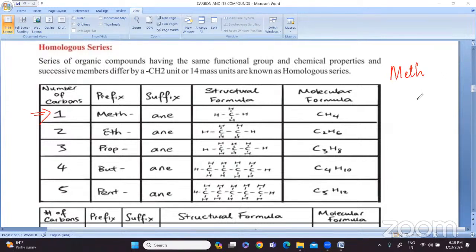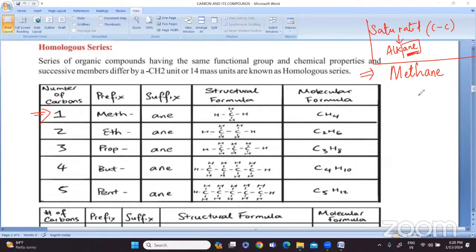What is the suffix? When you have a saturated compound, as I have discussed, in saturated compounds you have only one class, that is alkanes. So alkanes, you have a carbon single bond carbon, and all these compounds are made up of single bonds. These alkanes end with ane, so the suffix will be ane. So whenever you have an alkane, the first member, when you have carbon atom as 1, the prefix is meth and the suffix is ane. Then the name is methane.